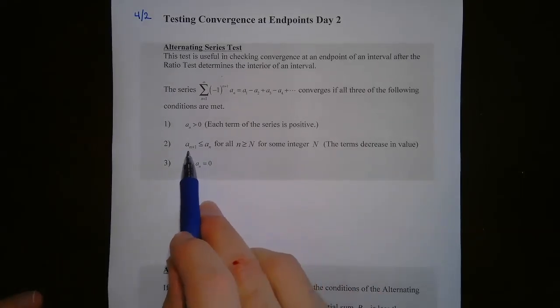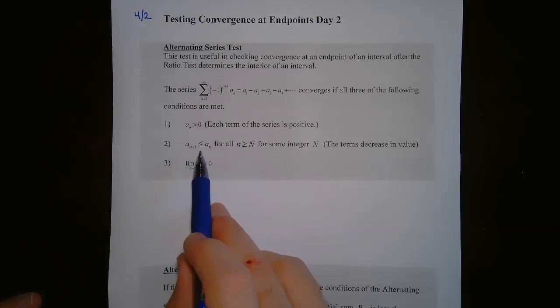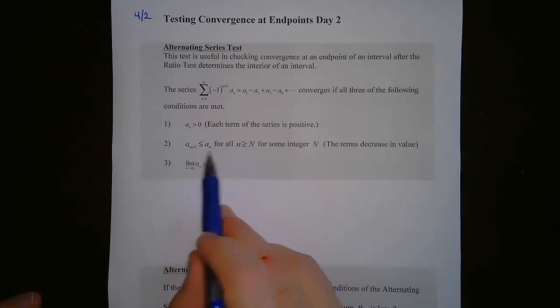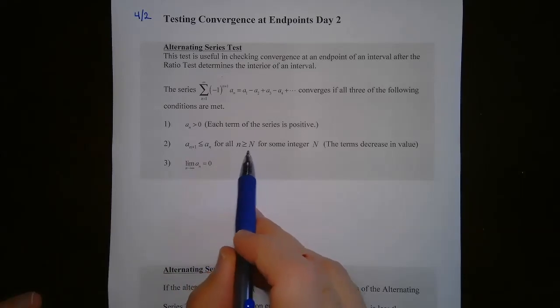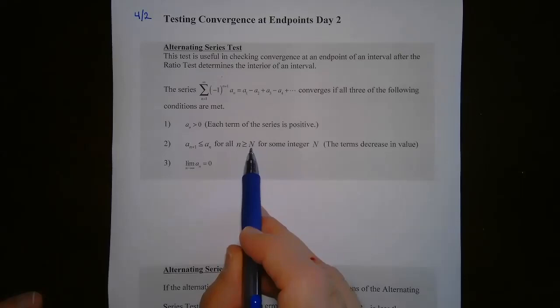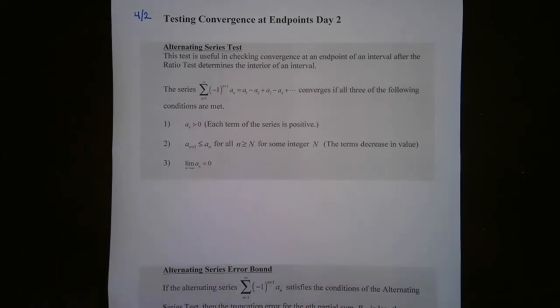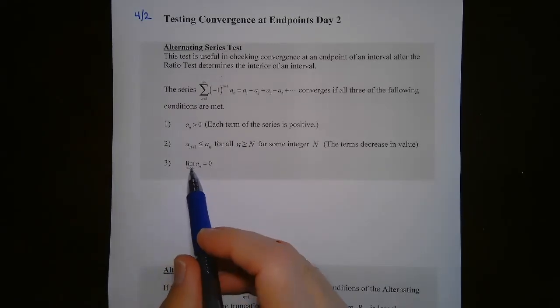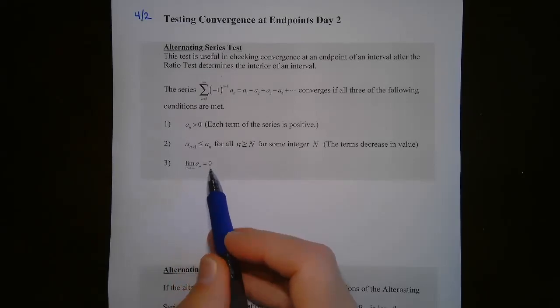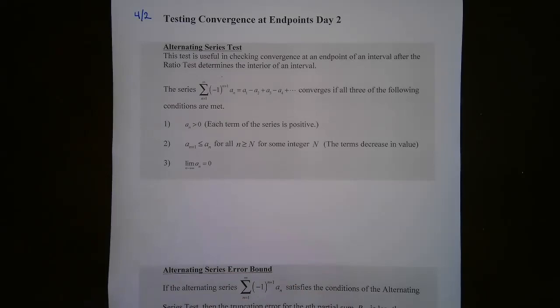We have to show that the a sub n plus 1 term is less than or equal to a sub n for all n greater than or equal to some integer N. A lot of times it's 1, but it can be like 2, 3, 4. So it's not smaller for the first 3 terms, but all the terms after that they're smaller. Then we also have to show that the limit as n approaches infinity of the nth term is equal to 0. If we do that, then we know it converges.